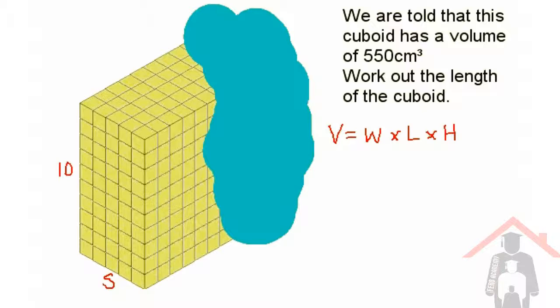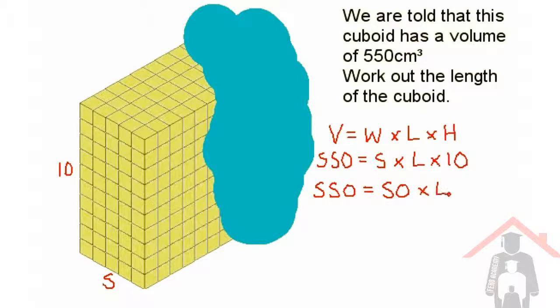If I put these numbers into my formula, I get that the volume, which is 550, equals the width, which is 5, times the length, which I don't know, so I'm going to leave it as L, times the height, which is 10. Now, 5 times 10 is 50, so this gives me that 550 is 50 times by L.